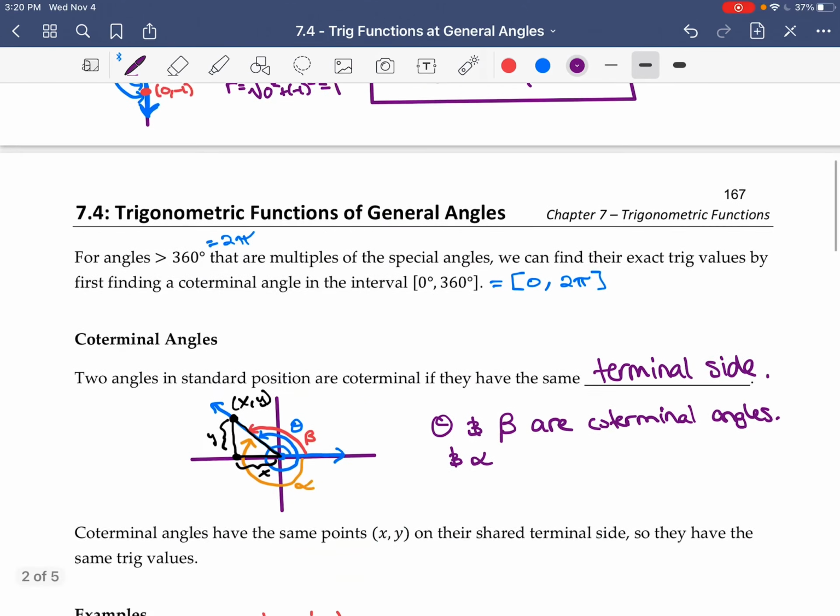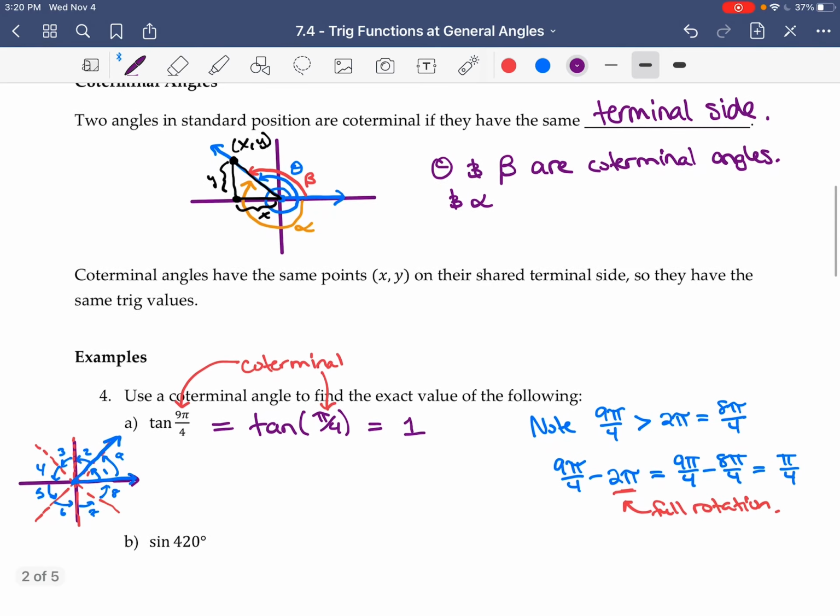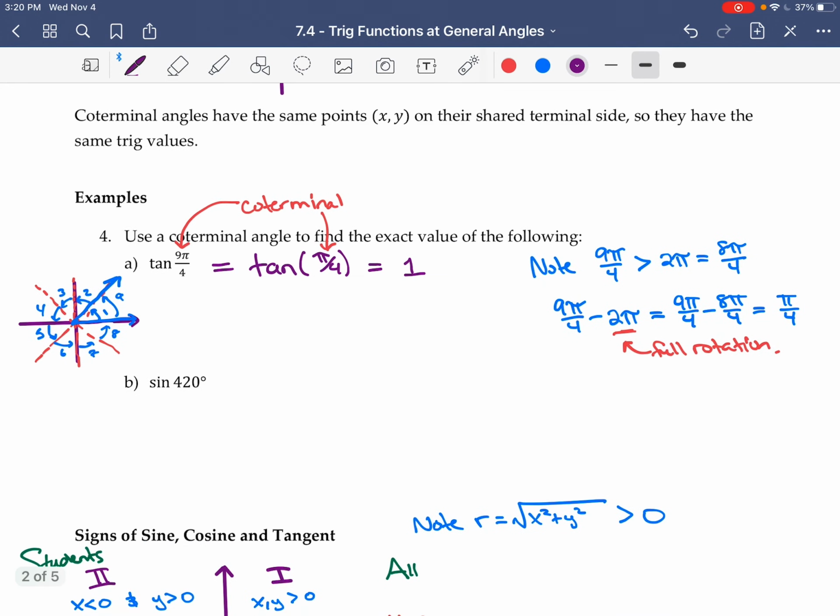Okay, let's try another. Here we're trying to find the coterminal angle and then use that to find the exact value of this angle. So 420 degrees, maybe I'll do it down here. 420 degrees is bigger than 360, so I'm going to subtract 360 and see what happens. 420 minus 360 gives me 60 degrees. So that means that 420 degrees is just an extra rotation.